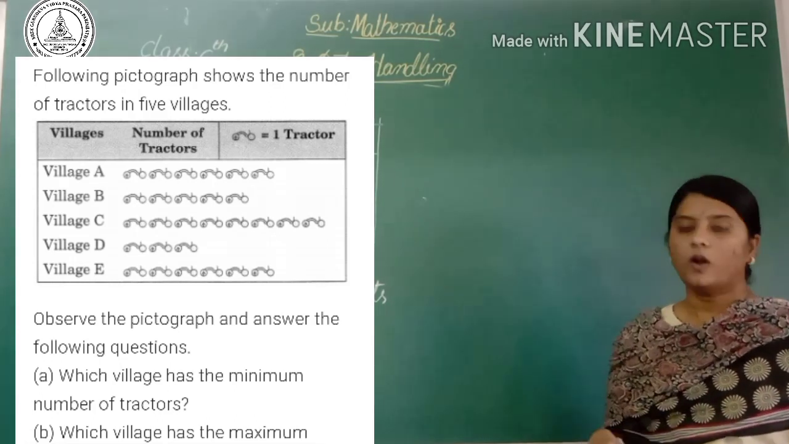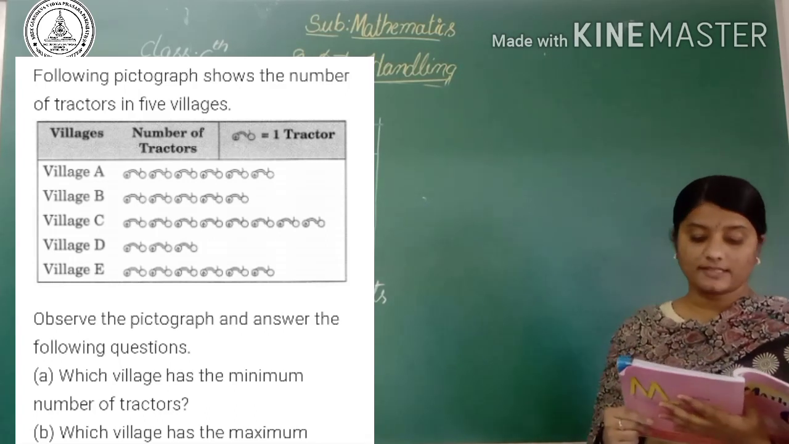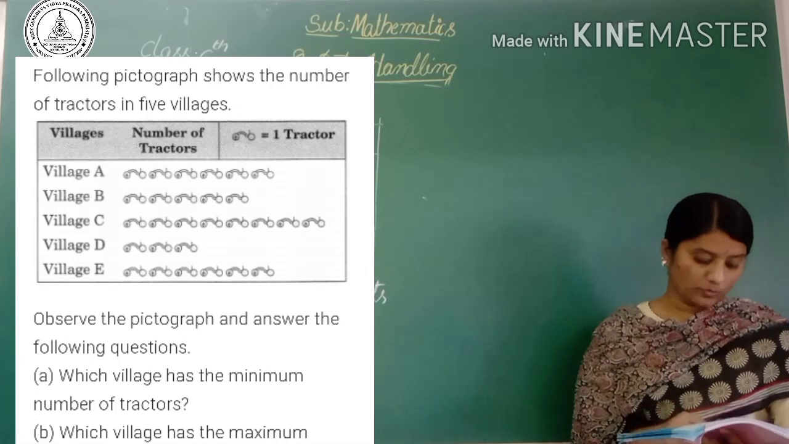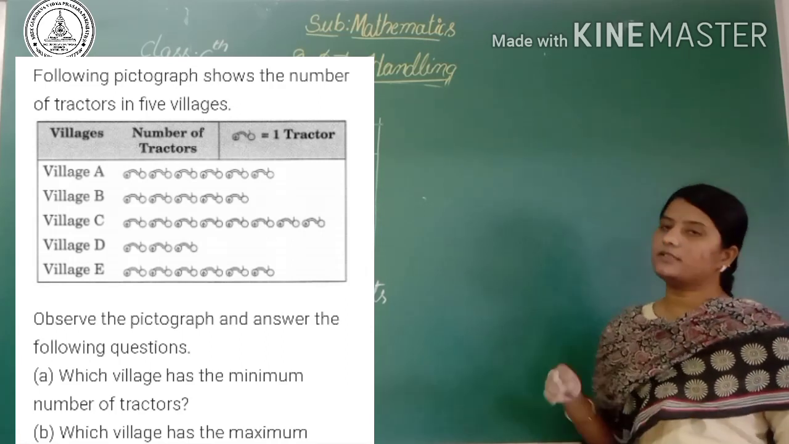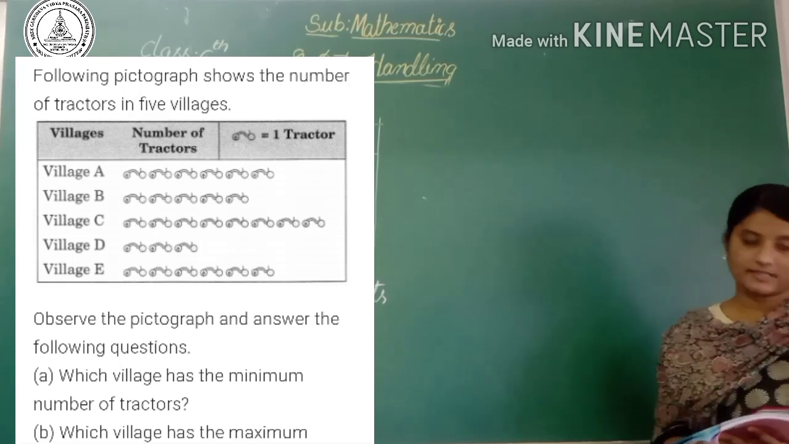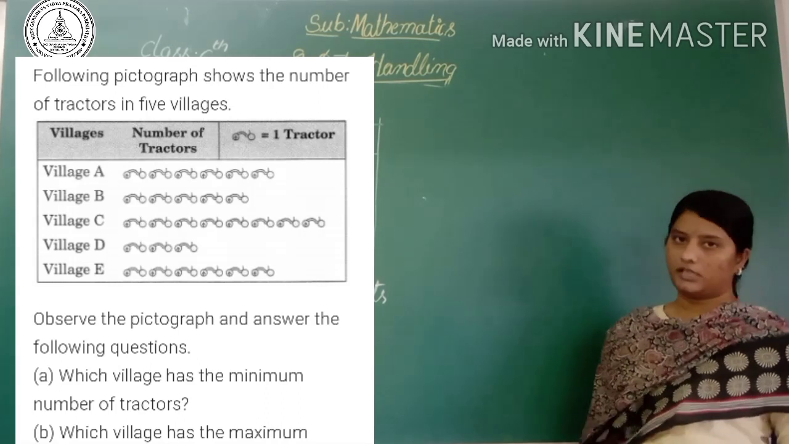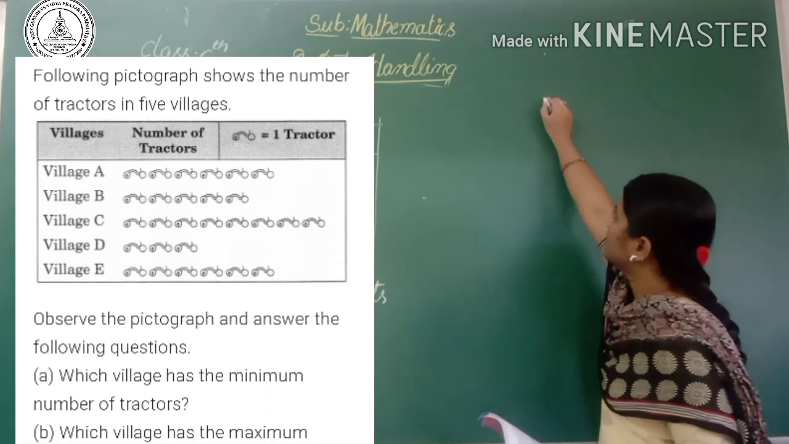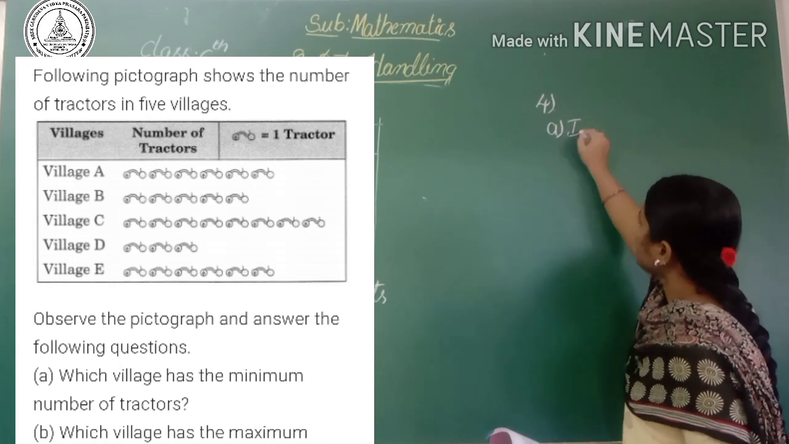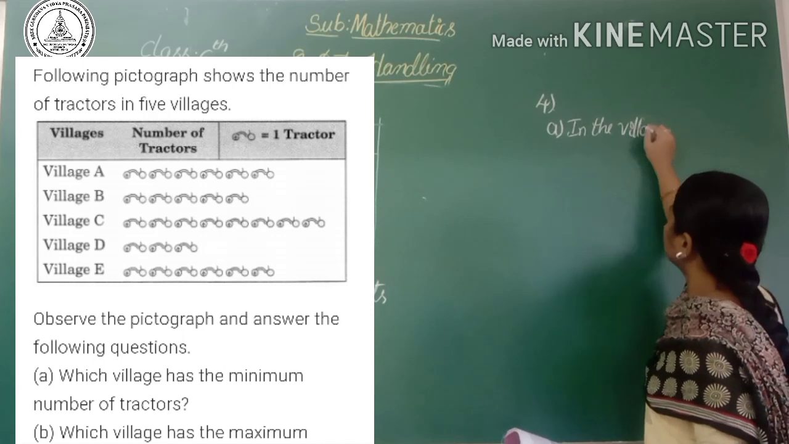Okay, now we have to answer the given questions. Okay, in which village is the minimum number of tractors? Yes, you may see here in which village there is the minimum number of tractors. Yes, in which village there are fewer tractors? Yes, that is in the village D. Okay, yes, right. The answer here, A1, is village D.